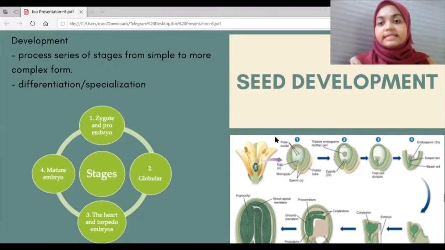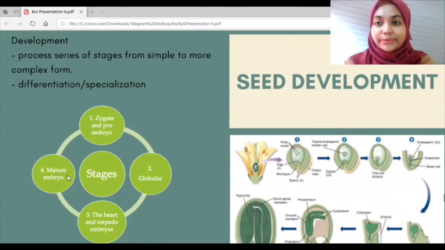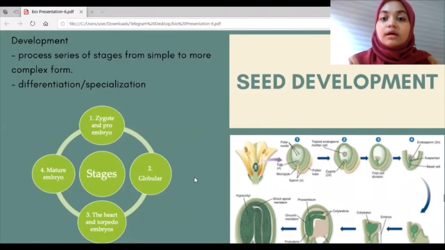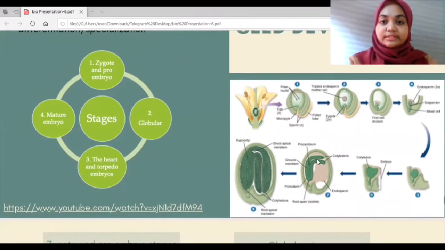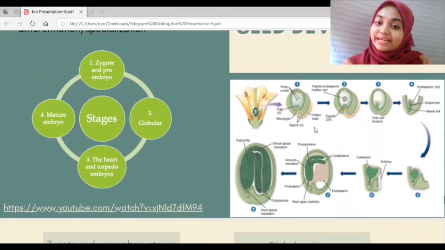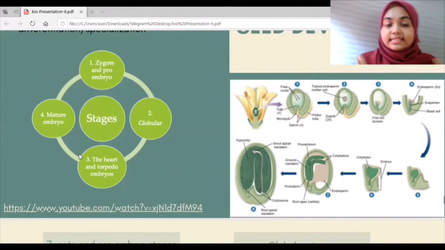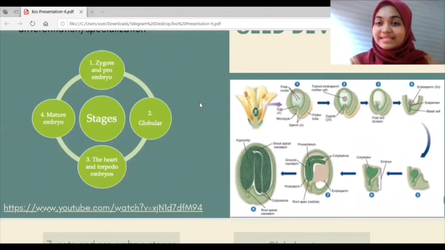Okay, let's go to the seed development. I have four seed development stages. The first one is the zygote embryo. Next is the globular stage. The third one is the heart and torpedo embryos. And the fourth one is the mature embryo, which will have the seed already. This is the initial overview of the seed development: first we have the fertilization, and after the fertilization we start with the first stage, go to the second stage, the globular, then the third stage, and lastly the complete seed.